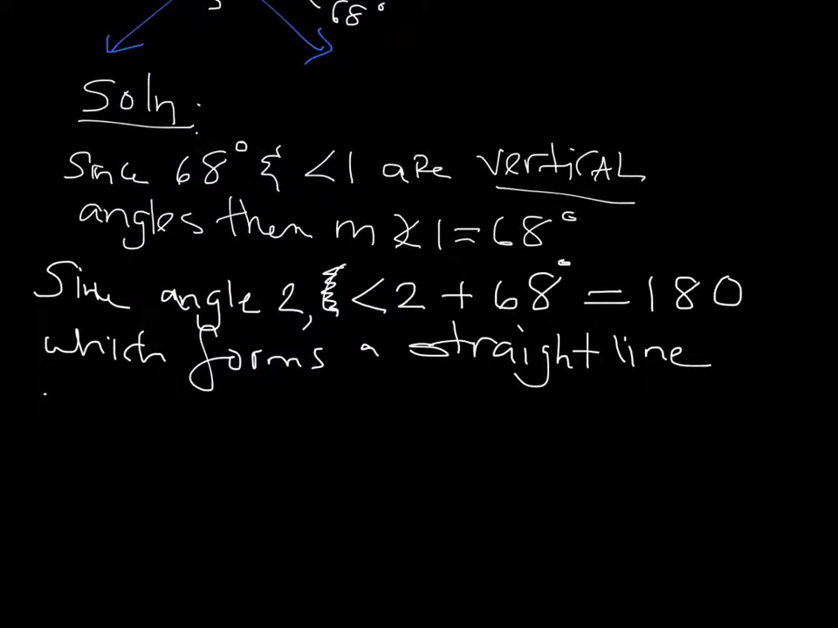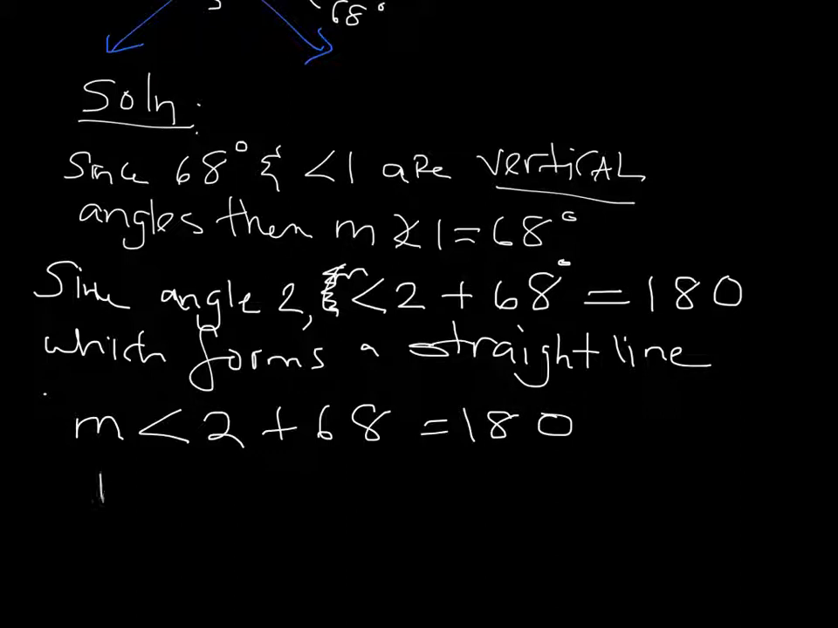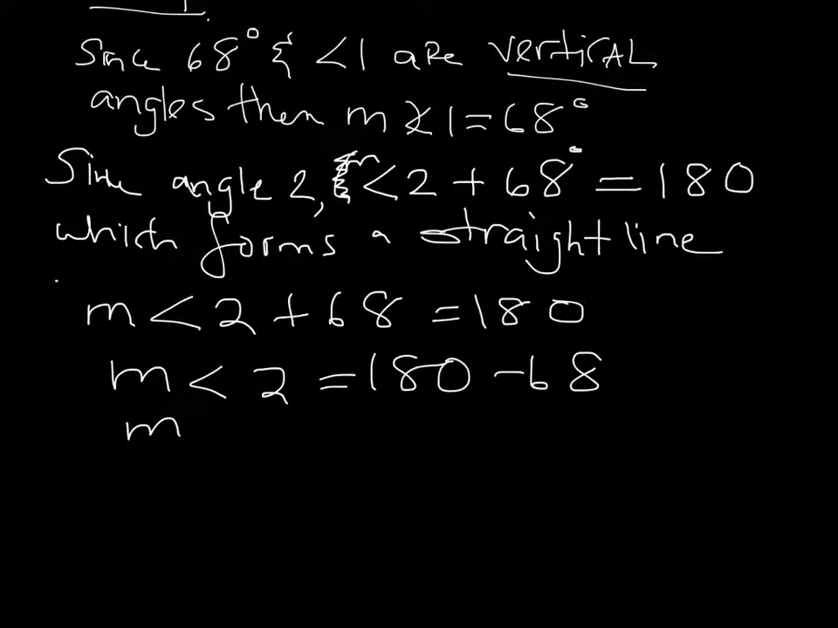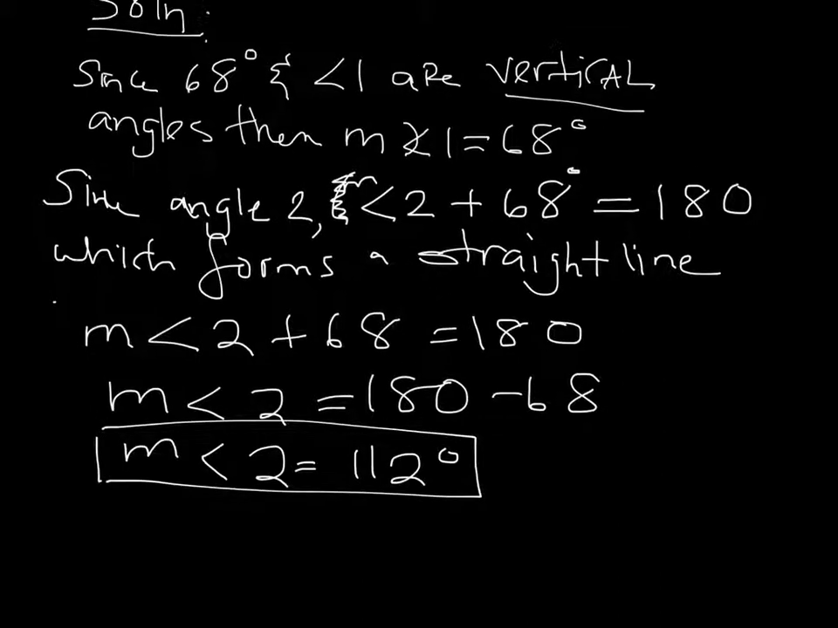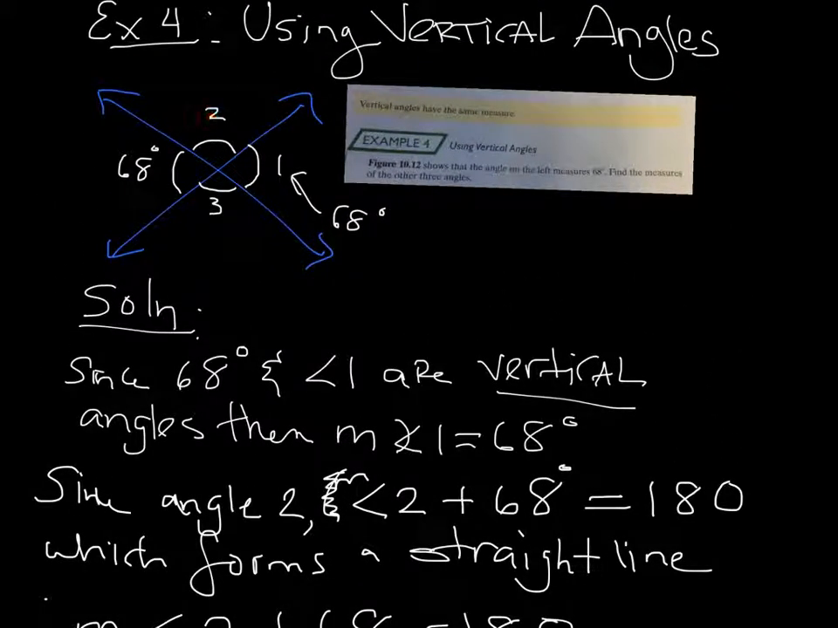Then we know, well, let me write this again. The measurement of angle 2, and I actually should write an M here, plus 68 is 180. To find the measurement of angle 2, all I have to do is subtract 68 from both sides. So the measurement of angle 2 is just 180 minus 68, which is 112. And the measurement of angle 2 is right here. So this is 112, so that means this should be 112.